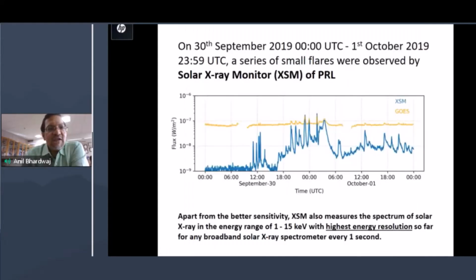And of course, one of the experiments developed in PRL, Physical Research Laboratory, is the solar X-ray monitor, which is actually providing unprecedented information about X-rays coming from the sun, and it has a sensitivity almost 1 to 2 orders of magnitude higher than any other measurements being conducted currently in the energy range of 1 to 15 keV. And it provides such information every 1 second. So there's a lot of good information which is coming out from this mission.